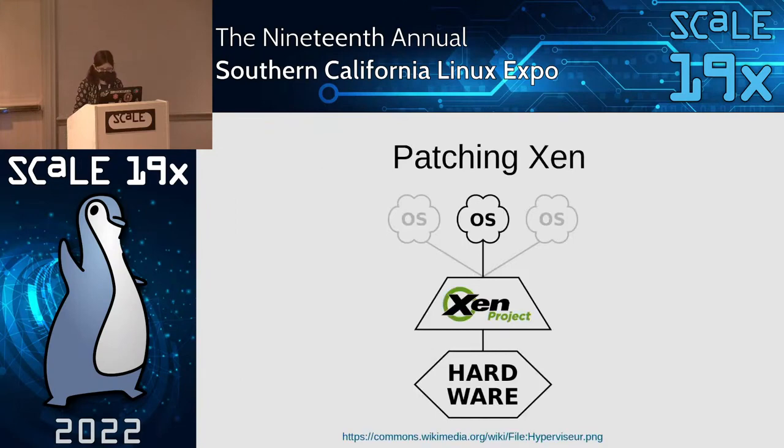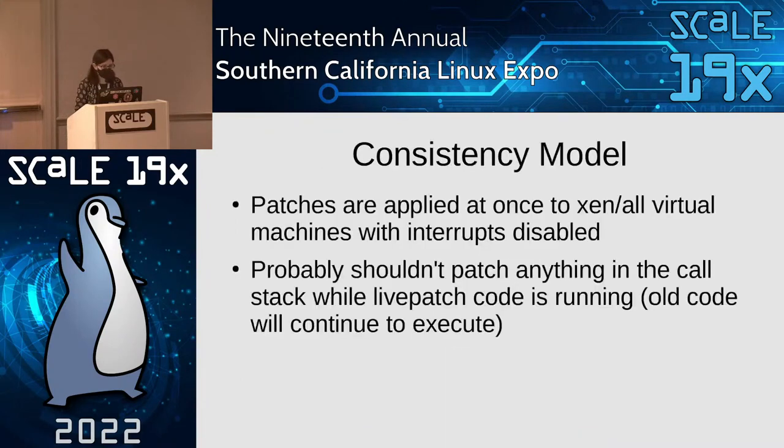So patching Xen specifically. I want to talk a little bit about the consistency model. Unlike Linux, patches are applied all at once in Xen, so there's no concept of applying a patch to one virtual machine or another machine. It does it all at once, with interrupts disabled. And you probably shouldn't patch anything in the call stack while the live patch code is running, because the old code will continue to execute.